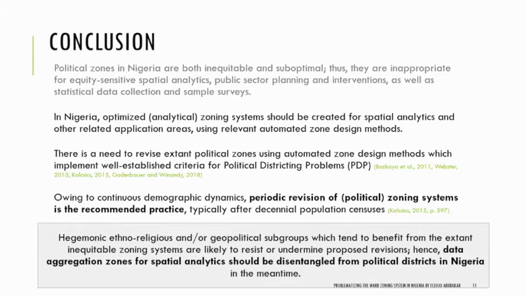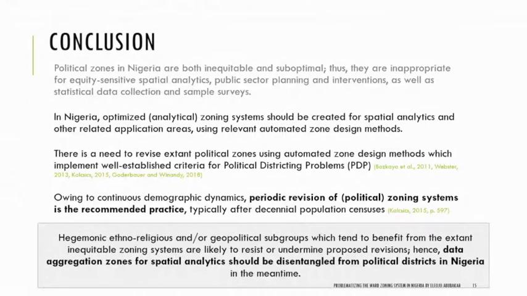What we have in Nigeria has been created for more than 20 to 30 years. They are not being revised, and revision is necessitated by continuous changes in population dynamics in terms of changes in birth rate, mortality rate, and migration. So as these things happen, and socioeconomic status as well, you need to revise the zoning system.